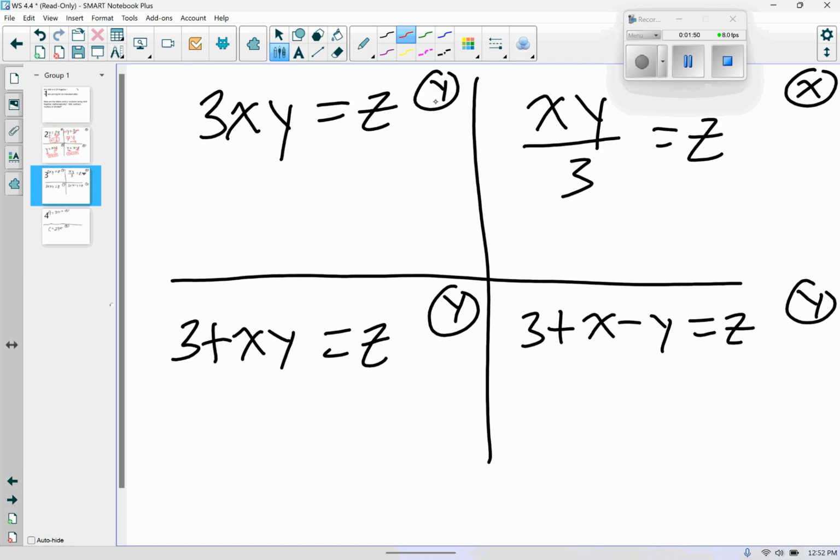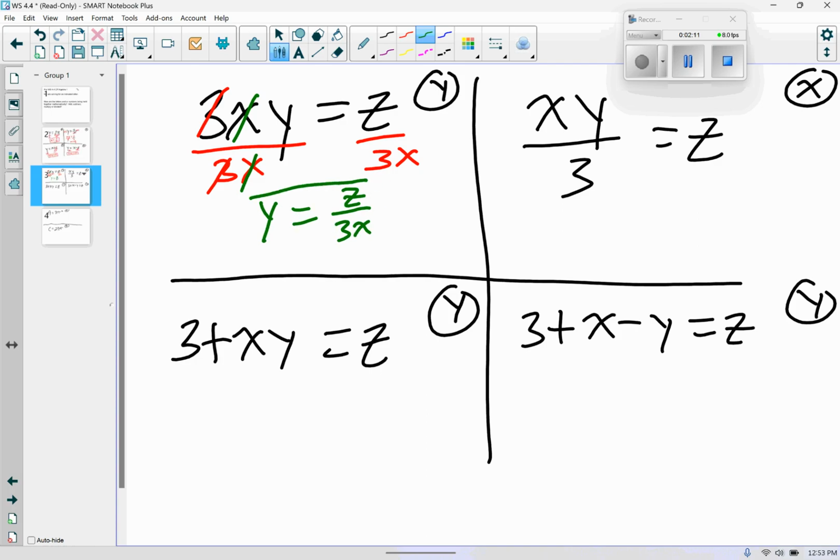Well, let's take a look at this. I want to solve for y in this case. Okay, 3, x, and y are all being multiplied together. So if I divide both sides by 3 and I divide both sides by x, watch what happens. 3 cancels with 3, x cancels with x, that leaves me y, and then I get z over 3x. That's my answer.